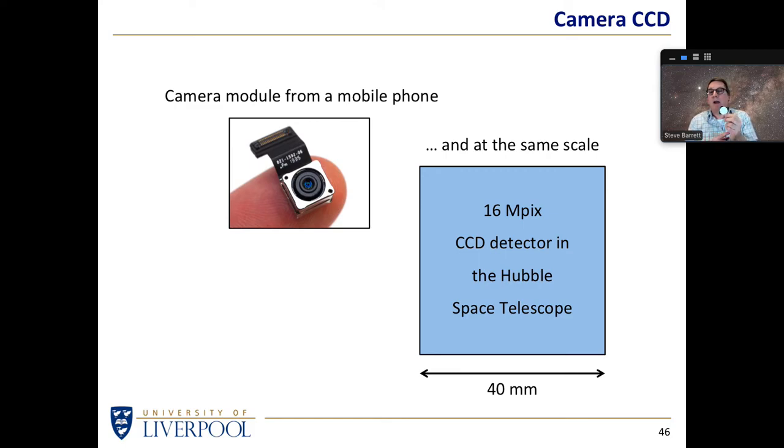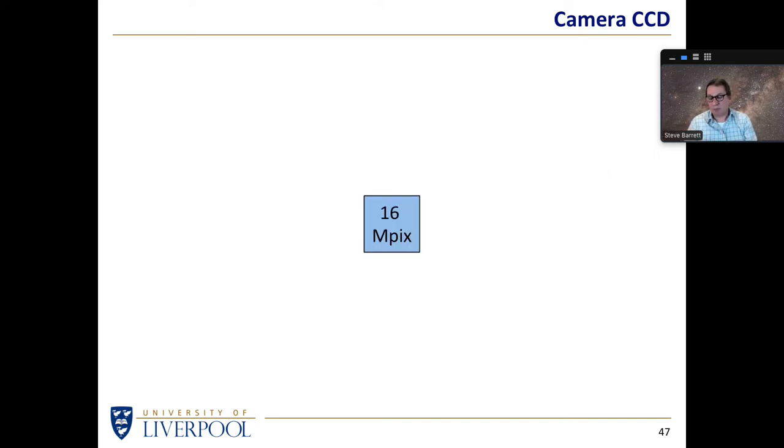Probably a little bit larger than one in your digital camera. If you have an SLR or a mirrorless camera, you probably have a chip which isn't a huge amount smaller than that. So yes, that would be a nice size to have, but a few centimeters on a side is not that unusual for people's cameras. So that's the 16 megapixel detector in the Hubble. Let's just put that there.